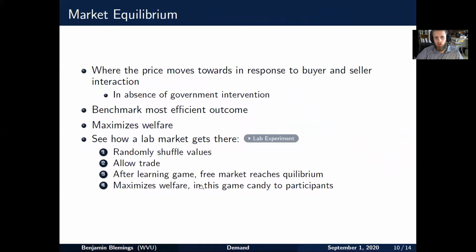So the next thing to understand, kind of the applications with this, is market equilibrium. We'll discuss more in detail, but market equilibrium is where the price moves towards in response to buyer and seller interaction in the absence of a government intervention.